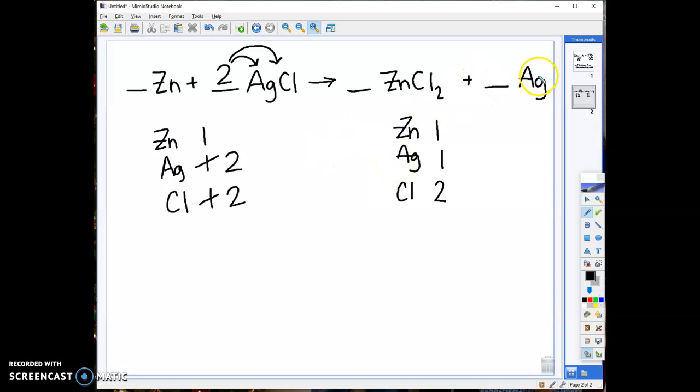So now I've got to rebalance my silver. That becomes 2, and now I'm balanced. Because my zinc stayed at 1 the whole time. I didn't have to do anything to it, but I had to add a 2 in front of the AgCl and a 2 in front of the Ag in order to make those balance. So I have 1 zinc on both sides, 2 silver on both sides, and 2 chlorine on both sides.